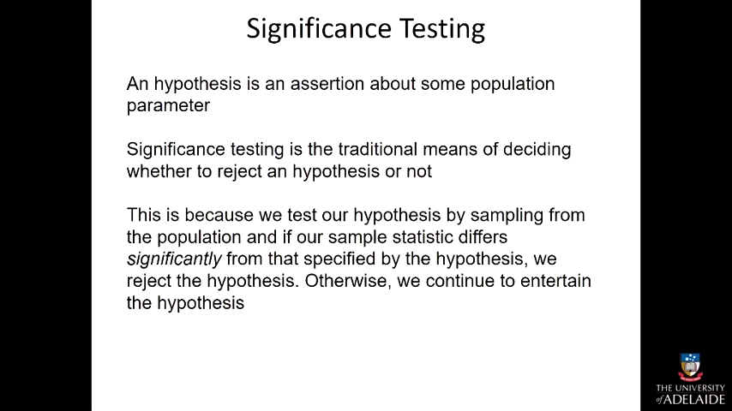So we sample from the population and calculate a sample statistic, which is the analogue of the population parameter that we're interested in. And if the sample statistic differs from what we specify in our hypothesis, we reject that hypothesis. Otherwise, we continue to entertain the hypothesis.